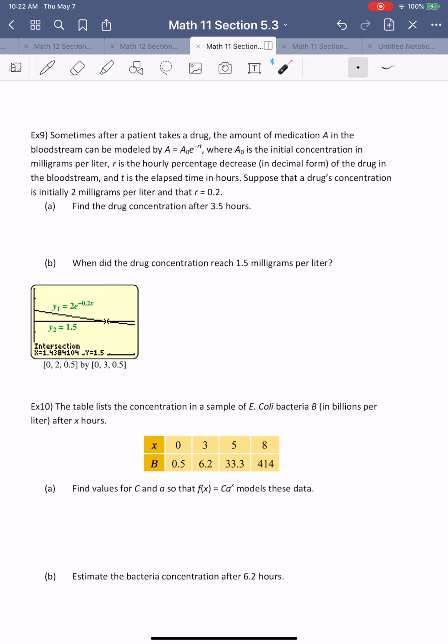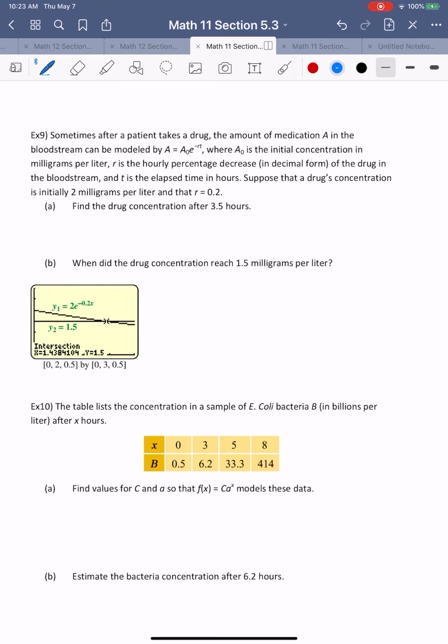So on number 9, let's think about this. Sometimes after a patient takes a drug, the amount of the medication A in the bloodstream can be modeled by A equal to A sub 0 e to the negative rt, where A sub 0 is the initial concentration in milligrams per liter, r is the hourly percentage decrease in decimal form of the drug in the bloodstream, and t is the elapsed time in hours. Suppose the drug concentration is initially 2 milligrams per liter and r equals 0.2. Find the drug concentration after 3.5 hours.